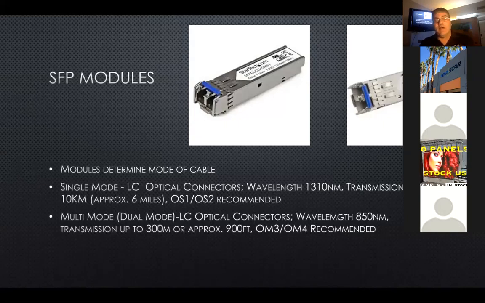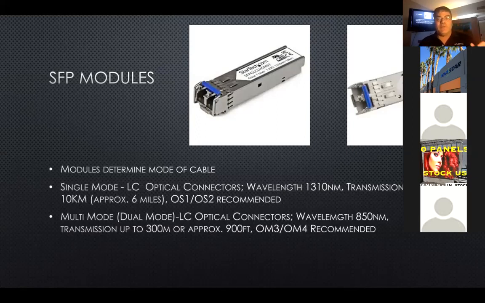Multi-mode gets a little shorter wavelength. You're at 850 nanometers, and that changes your transmission distance down to 300 meters, or about 900 feet. Again, it's really going to depend on your SFP modules, and the SFP modules have to match. If I have single mode in my transmission system, my MCTRL 4K, then I have to have single mode matching, same manufacturer, same everything, in the receiver, in our case, the CVT4KS. Okay?